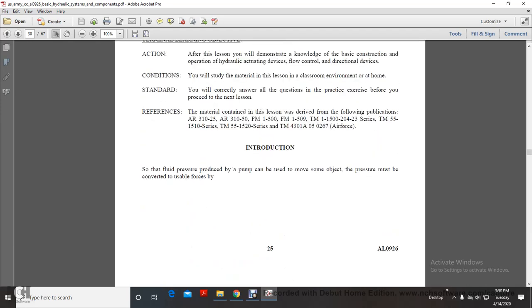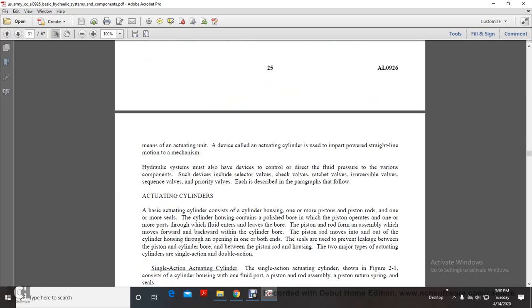So, fluid pressure produced in pumps can also be used to move objects. The pressure must be converted into usable force by means of an actuating unit. The device is called an actuating cylinder, used to impart power to straight-line motion mechanisms. A hydraulic system must also have devices to control and direct fluid pressure to the various components. Such devices include selector valves, check valves, ratchet valves, irreversible valves, sequence valves, and priority valves, each described in the paragraphs below.